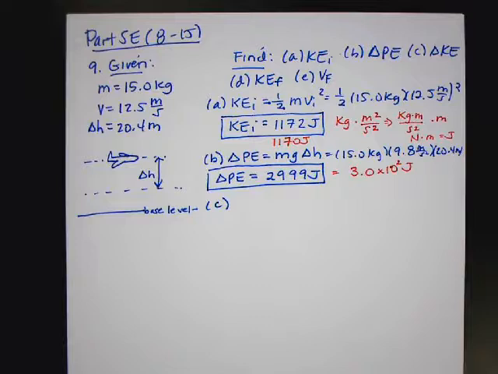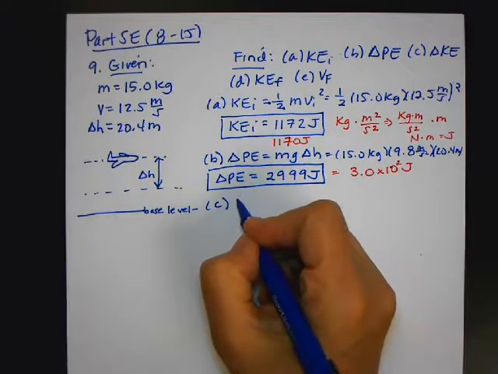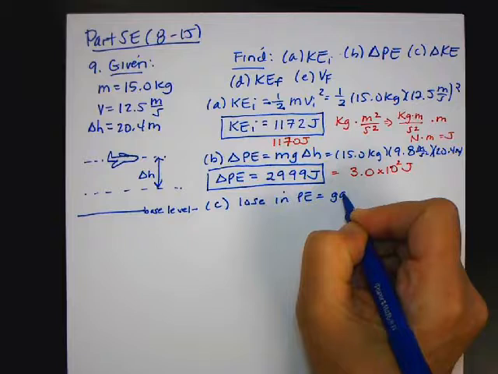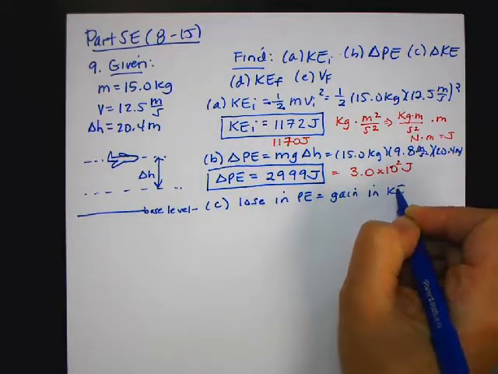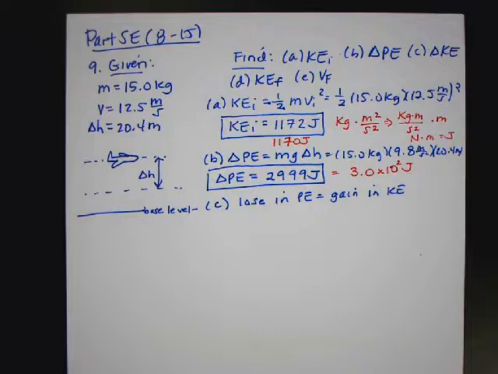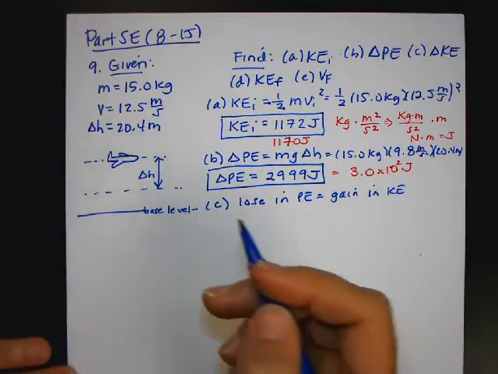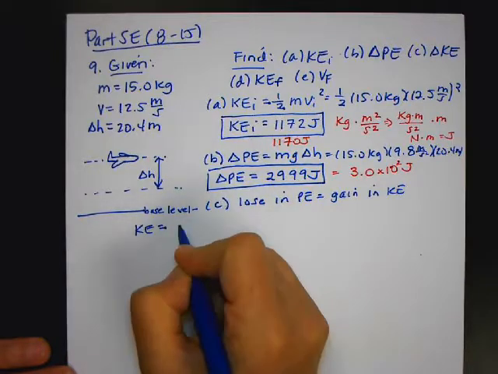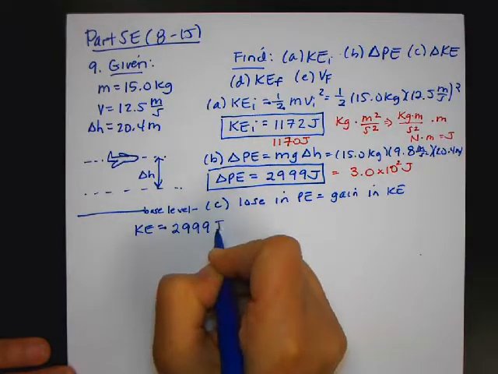Part C says, how much kinetic energy did the plane gain during the dive? So remember, this has to do with conservation of energy. Now remember, whatever I lose in potential, that's going to be equal to the gain in kinetic, just from conservation of energy. So the answer is the gain in kinetic is going to be the same thing, 2999 joules.